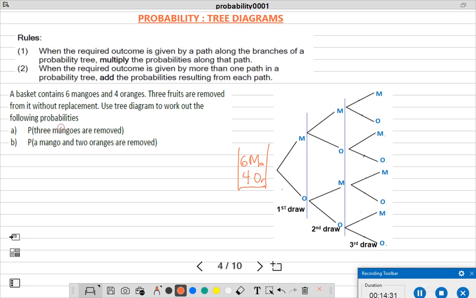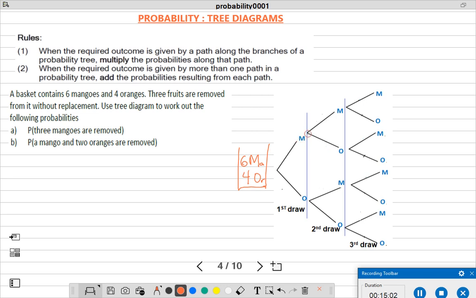Here we are told to use the tree diagram to work out the following probabilities. I've drawn a tree diagram for you already, where we are going to remove how many fruits? Yes, 3 fruits are removed from it without replacement. So this is the first draw. You remove 1 fruit. You can remove either mango or orange. Now after removing a mango, this one alone can produce another branch.